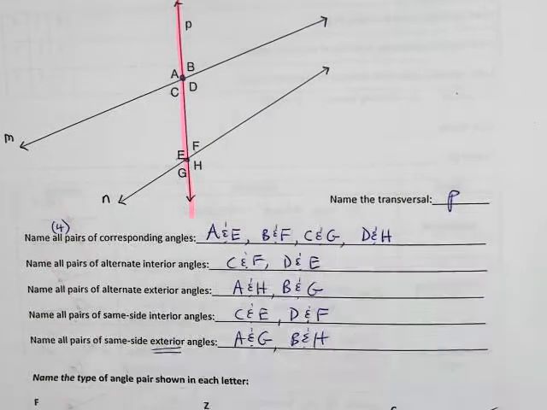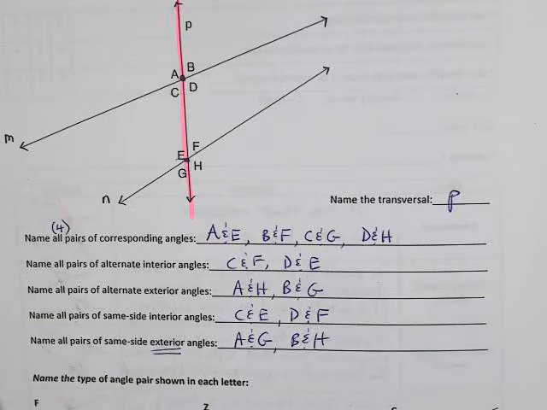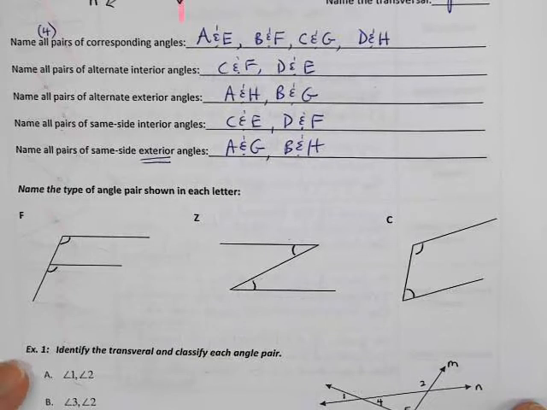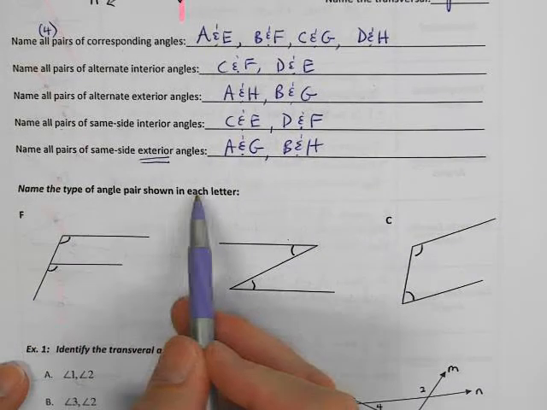Okay, so again, think about those targets. It's all about being able to see a diagram and identify these pairs. So here's a couple of clues, right? Name the type of angle shown in each letter.